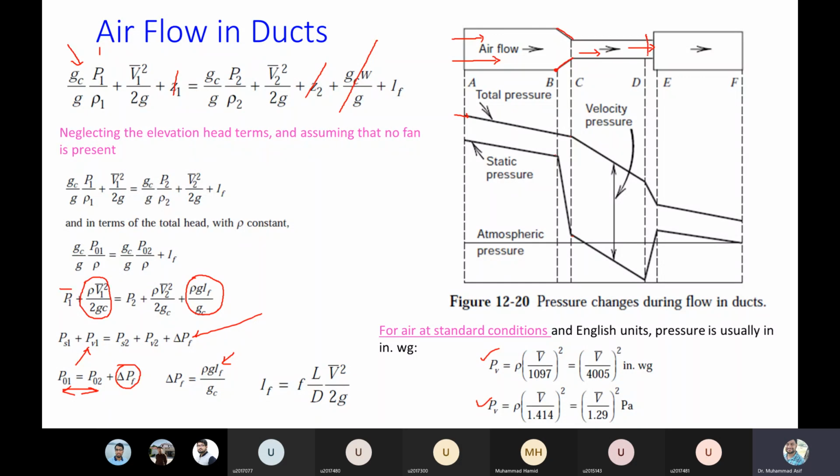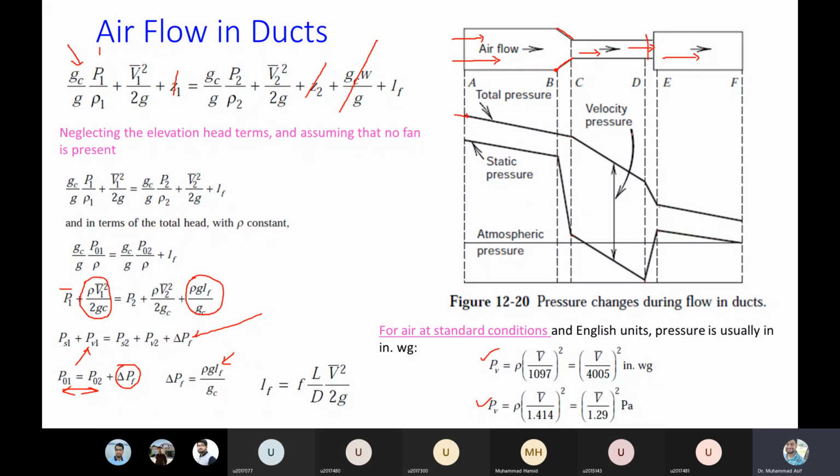But when it reaches here, the area is suddenly increasing. When the area suddenly increases, the static pressure will suddenly increase, but the velocity will decrease. When the velocity decreases, the total pressure will decrease. Again, there is a constant area, so the decrease will be because of the friction factor only. So here the decrease is uniform.